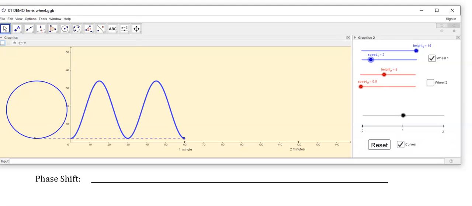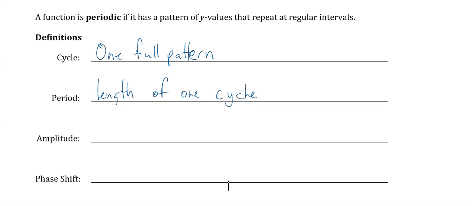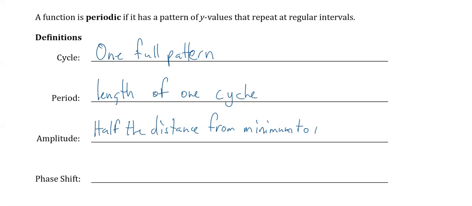Okay. The amplitude is half the distance from the minimum to the maximum. Or it's the distance from the middle of the graph, if you can find the middle of the graph, to the top.